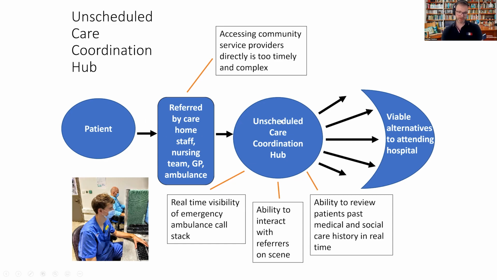The people that can refer into the hub are many, but it can be care home staff, nursing team, GP, ambulance. And for them, accessing community service providers is often very timely and complex. Whereas the care hub has got all these relationships set up already and links in, so they can do it efficiently.